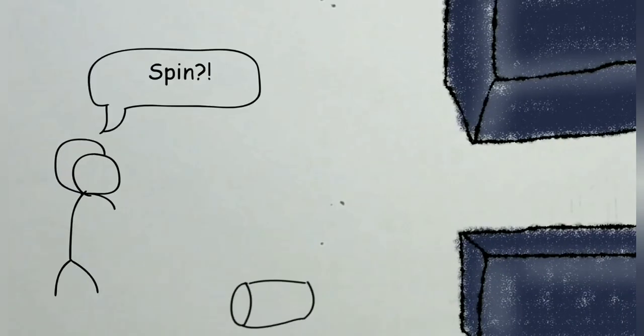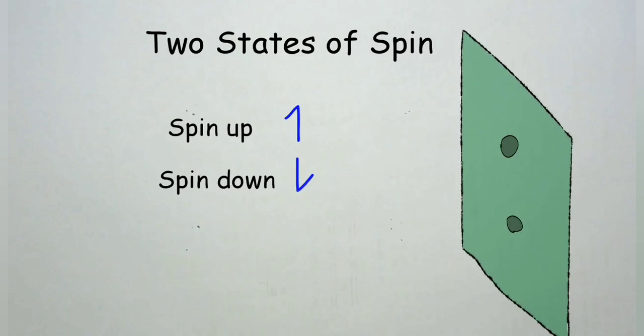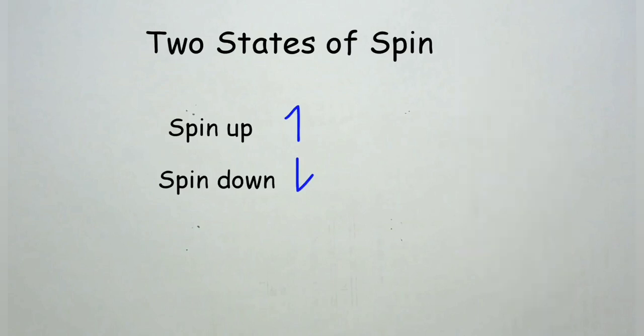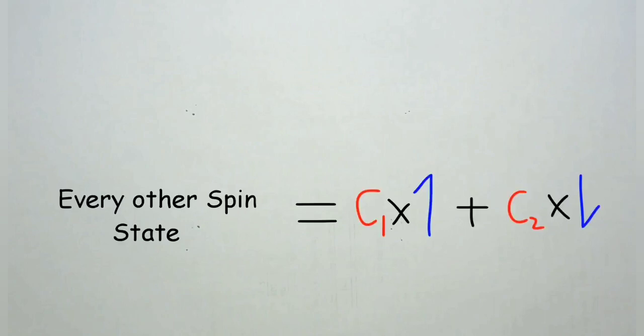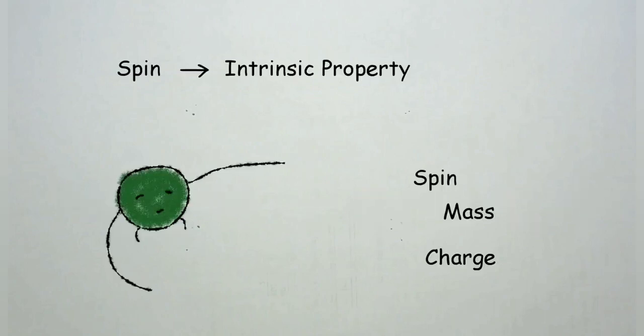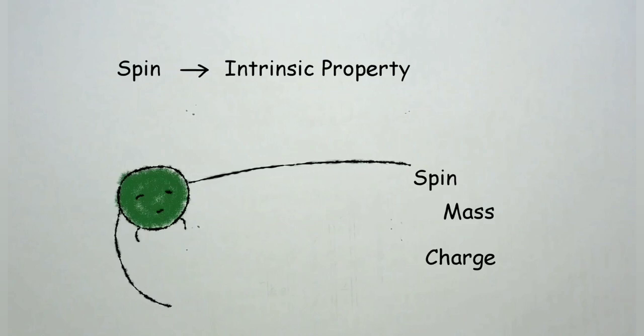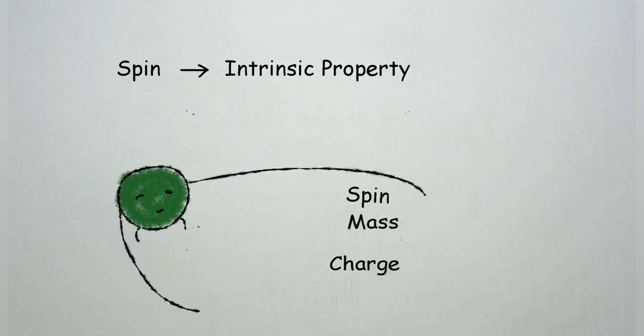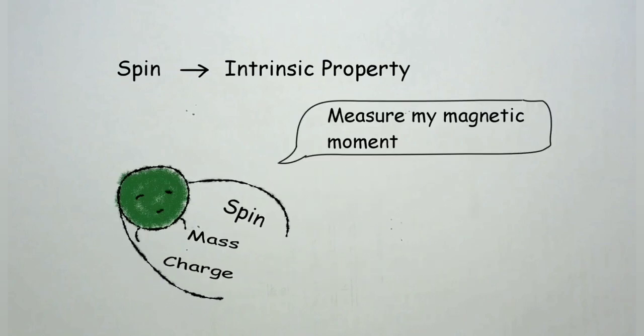So everyone was confused. So the idea of spin was proposed. It is now understood that these electrons have two states of spin, spin up and spin down, corresponding to the position of the beam on the screen. Every other state of spin is made up of up and down spin states. So spin is an intrinsic property of the particle, just like mass or charge, and what we can measure is their magnetic moments.